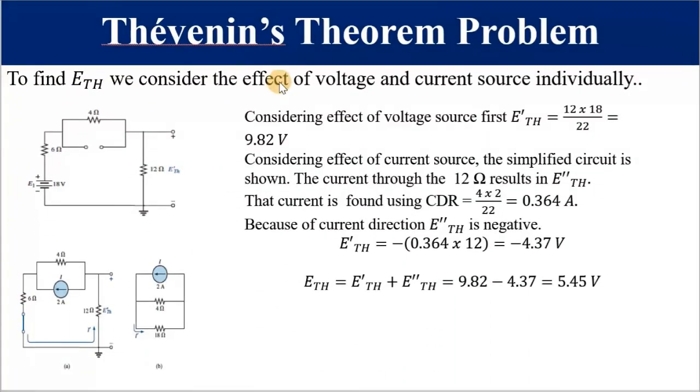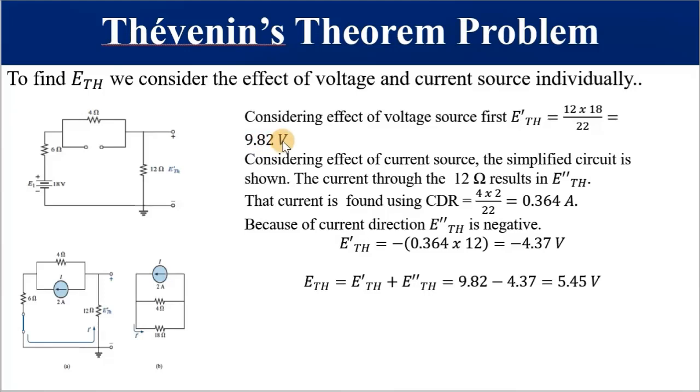We are now going to consider the effect of the voltage source and the current source individually, and we are starting with the voltage source. So we now want to find E prime Thevenin. Why prime? Because this is not the actual E Thevenin. So we now want to find the voltage across the 12 ohm, and we have replaced the current source with an open circuit. So these 3 are in series. To find the voltage between this point and this point, we use the voltage divider rule. 12 times the input voltage, 18, divided by the sum of the 3, which is 22. And guys, punch your calculator, you must get 9.82 volts.